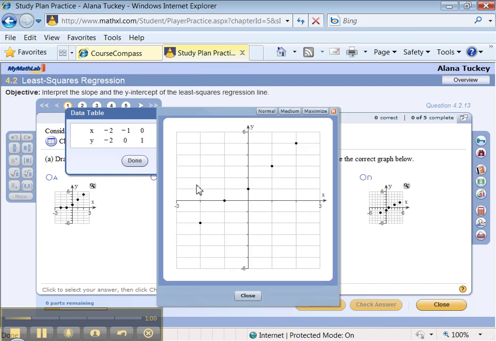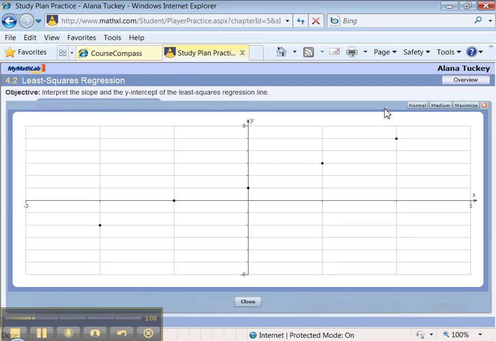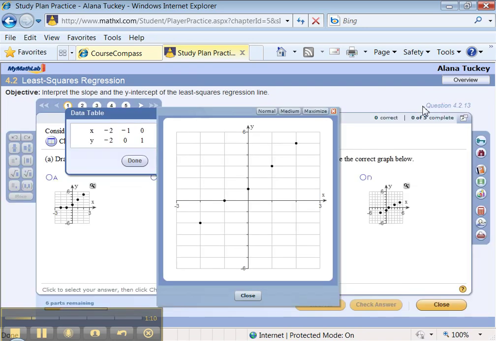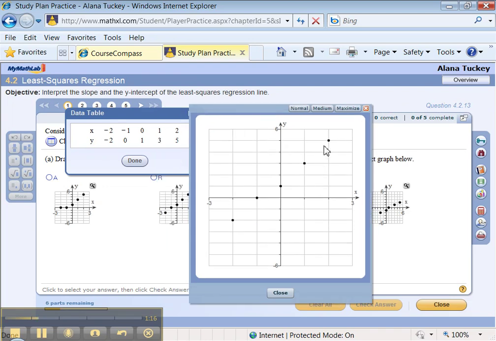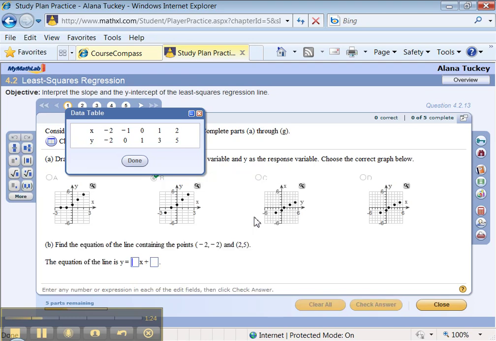I don't know if you saw that, but there's a little magnifying glass. If you click on that, it makes it a little bit larger, makes it a little bit easier to see. You can maximize it. There it is. You can make it normal, and so on. Looks like it goes through 0, 1, 1, 3, 2, 5. This is the one. So let me click on this one, letter B. Click check answer. Yep, I did it. Great.